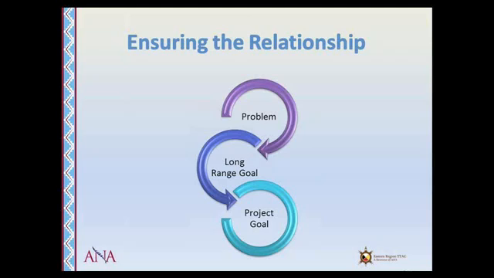In our example, the problem identified was high unemployment in the community. The long-range community goal was that all community members be employed and able to support their families. And the project goal is to decrease the unemployment rate, which will help community members support family members. So all three components tie one to the other.